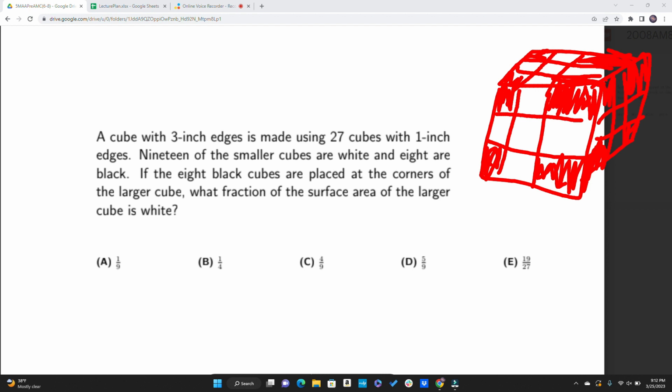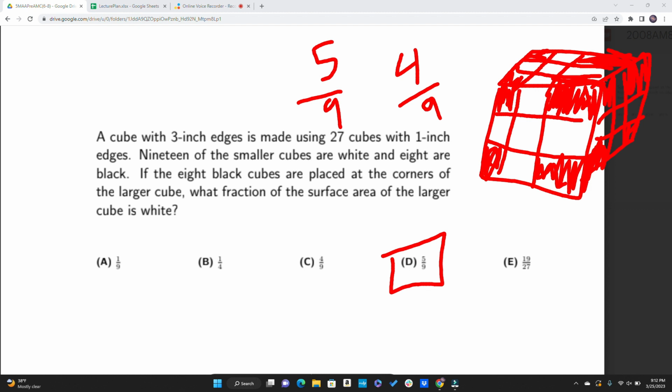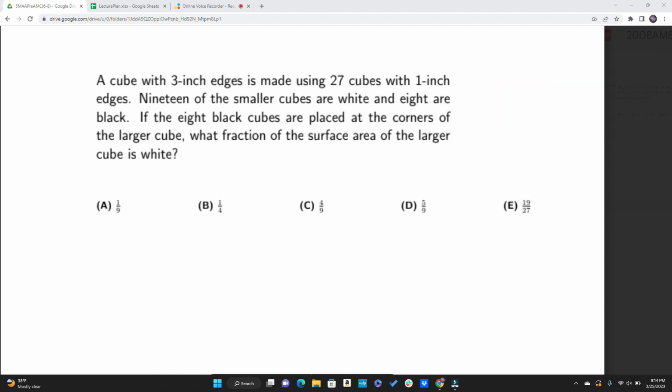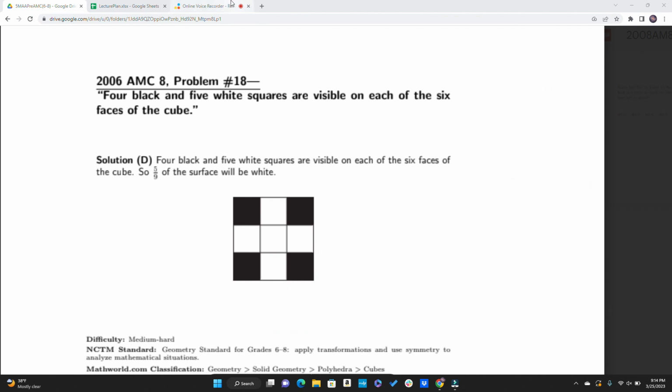We want to know what fraction of the surface area of the whole cube would be white. Looking at one face, 5/9 of it is white, 4/9 are black, because 4 of the quadrants are shaded black. The same is going to be true for all of the other faces. So for the entire thing, 5/9 of it is shaded white, 4/9 is shaded black. So answer choice D is our answer.